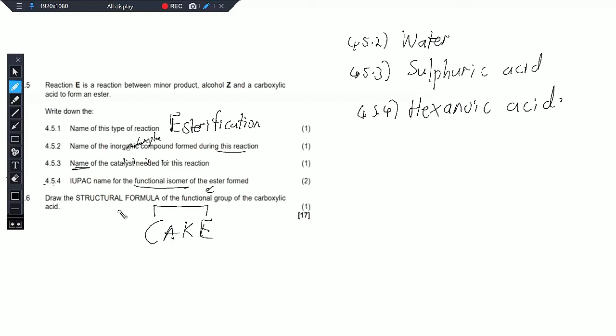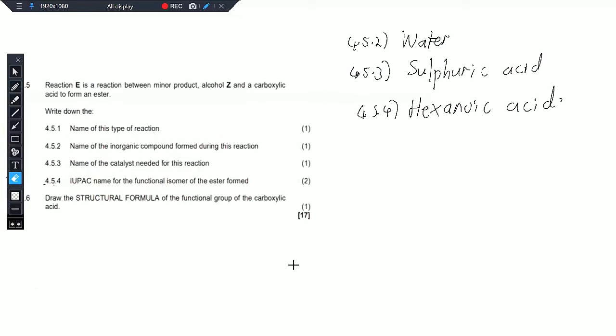Now they're saying draw the structural formula of the functional group. Guys, note this, the structural formula of the functional group of the carboxylic acid. They don't want you to draw that carboxylic acid. They just want you to draw the functional group, right?